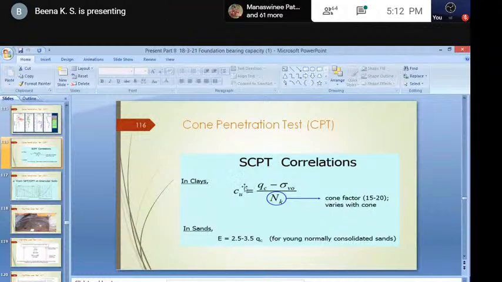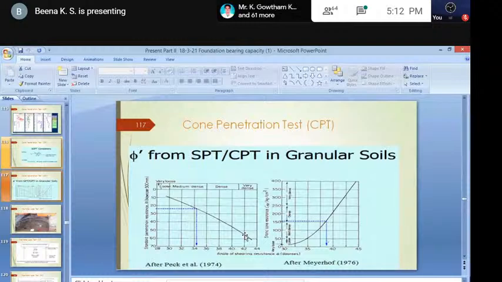This cone penetration test is actually the static cone penetration test. It shows a relation between static cone penetration, angle of shearing resistance, and standard penetration. And this is the comparison of the phi value from SPT and static CPT values.